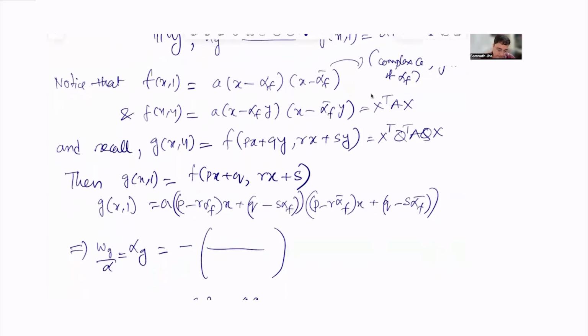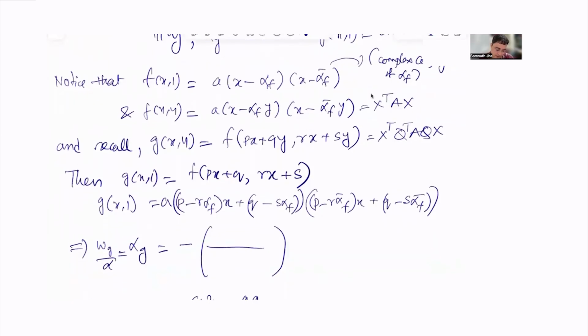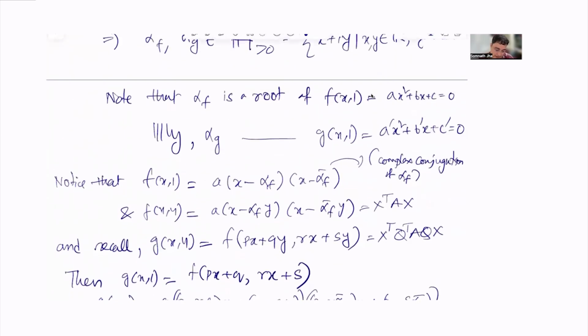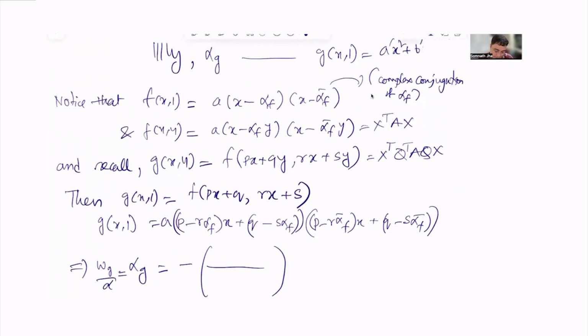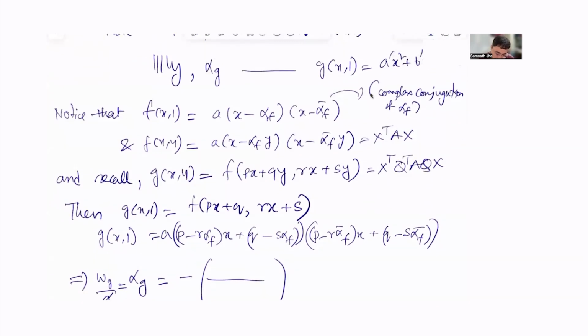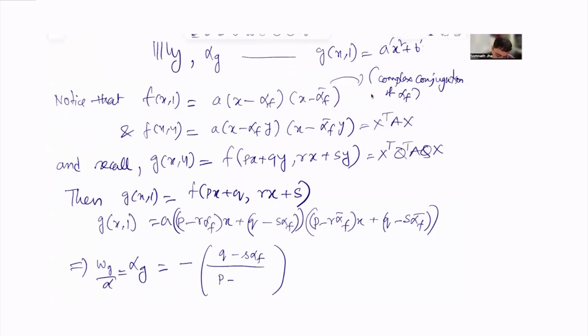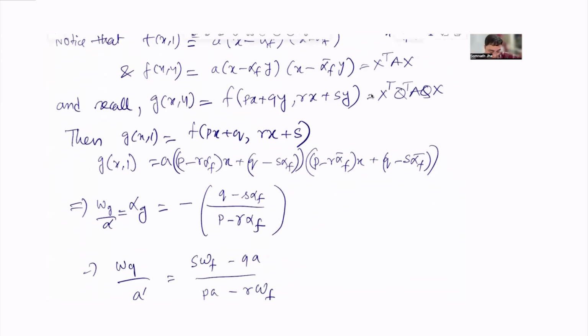That's the thing. So then, but g of x1 is alpha g, right? So alpha g is the root of this. So g of x1 is equal to minus a prime into this root, right? So alpha g will be minus, so you write it in this form, so it will be minus of q minus s alpha f by p minus r alpha f, right?